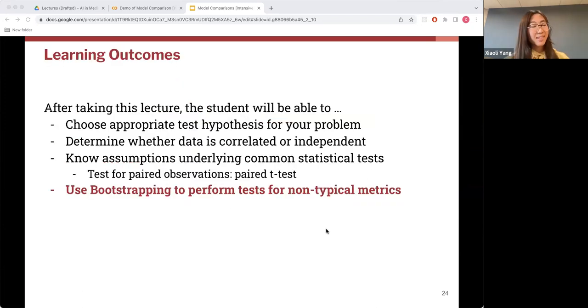Here comes our last learning outcome. Recall that just now we compared average BLEU scores. You may ask, what happens if my score is not as easy to compute as an average or mean? What should I do in that case? And what should I do if I do not know the distribution of my data? I cannot assume normality, even with the central limit theorem. So here comes the technique of bootstrapping, which is used to treat this kind of problem.